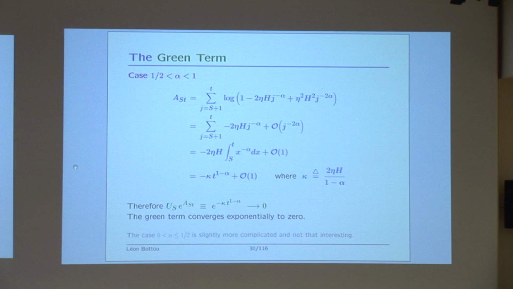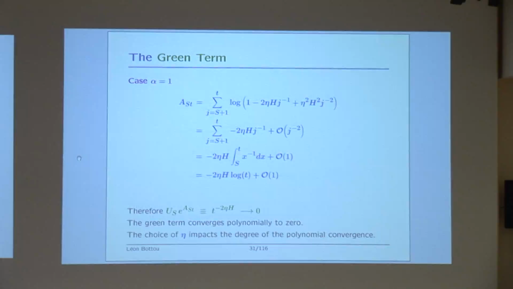So the case where alpha is between 0 and 1/2 is a bit more complicated because you cannot say anymore that this is a convergent sum, and you have to deal with the second order term and see that they're actually negligible compared to the first one. And it's not that interesting because you don't go any faster or anything like that. So actually, you go slower. Now, let's look at other values of alpha. There is alpha equal 1. So I write exactly the same thing, but this time the integral gives me a log.